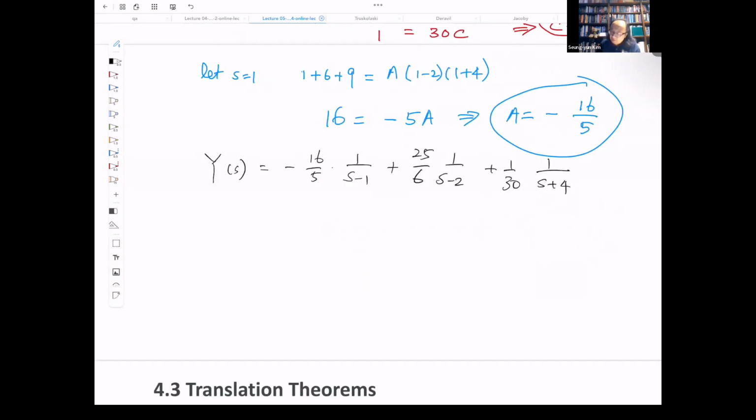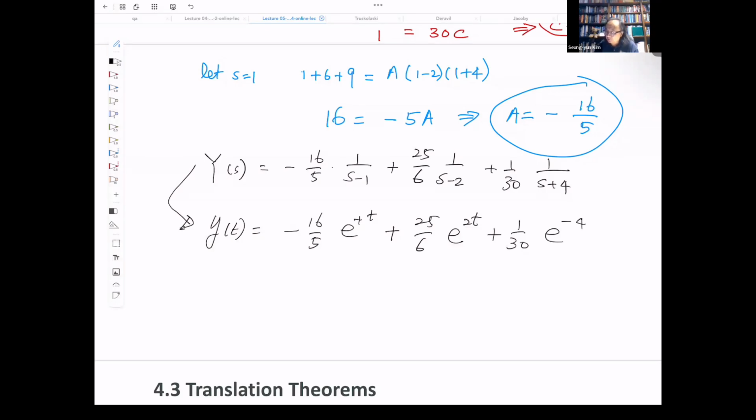Now we are ready to take the inverse Laplace transform of this. Y of t equals negative 16 over 5 e to the positive t plus 25 over 6 e to the 2t plus 1 over 30 e to the negative 4t.